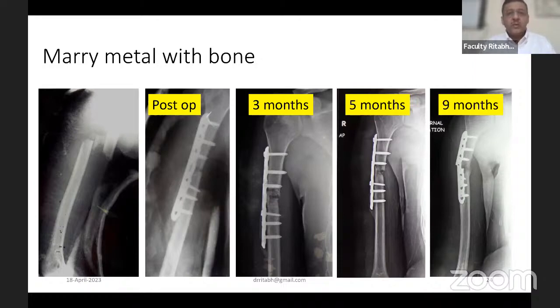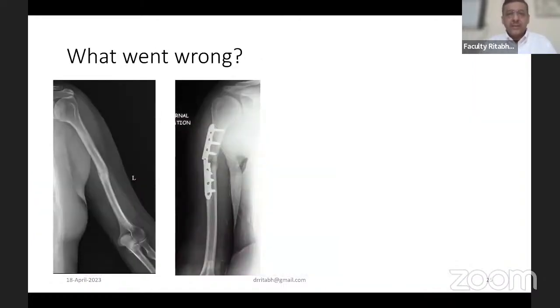So what went wrong? When we didn't do anything, as we say, conservative treatment, the bone went on to unite. And when we fixed a plate, the bone became unhappy. So did the bone become unhappy, or did we make it unhappy?